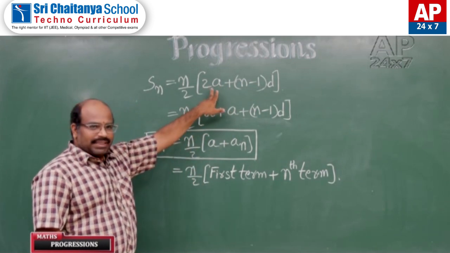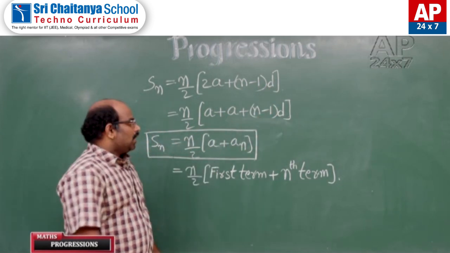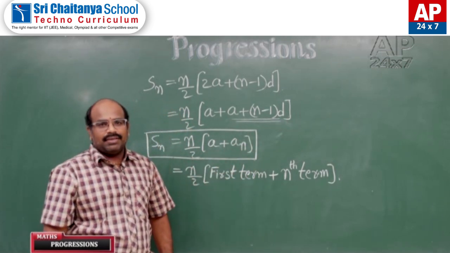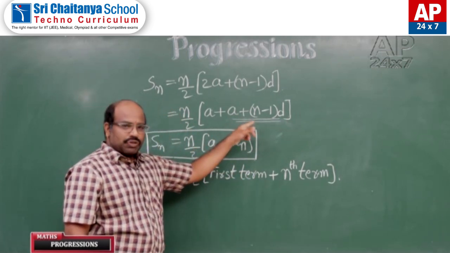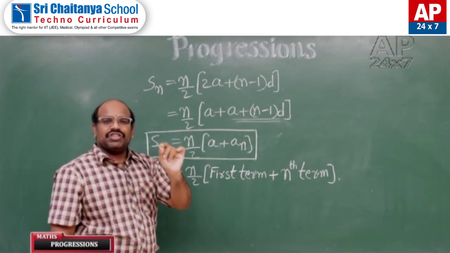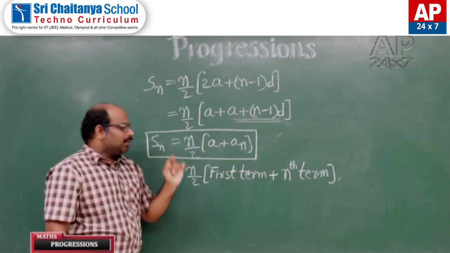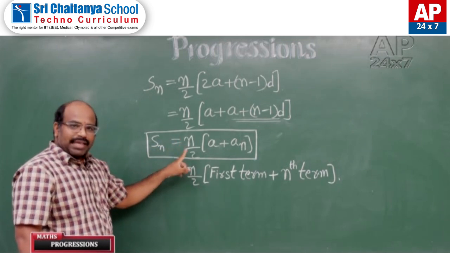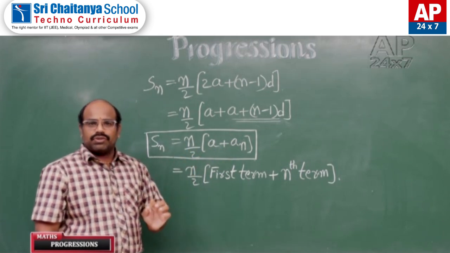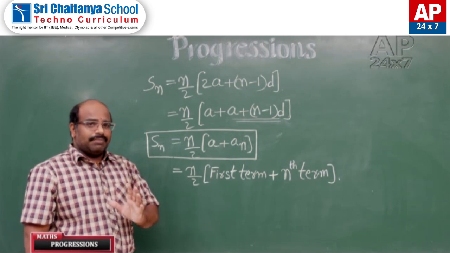Now, I want to write this 2a as a plus a, and n minus 1 into d as it is. Observe here a plus n minus 1 into d. Have you seen it anywhere? Yes. So many times in this episode itself we have discussed, it is nothing but an, the nth term of an arithmetic progression. Now, replace this value with an. So, Sn is equal to n by 2 of a plus an. This is also a formula to calculate the sum of n terms of an arithmetic progression.